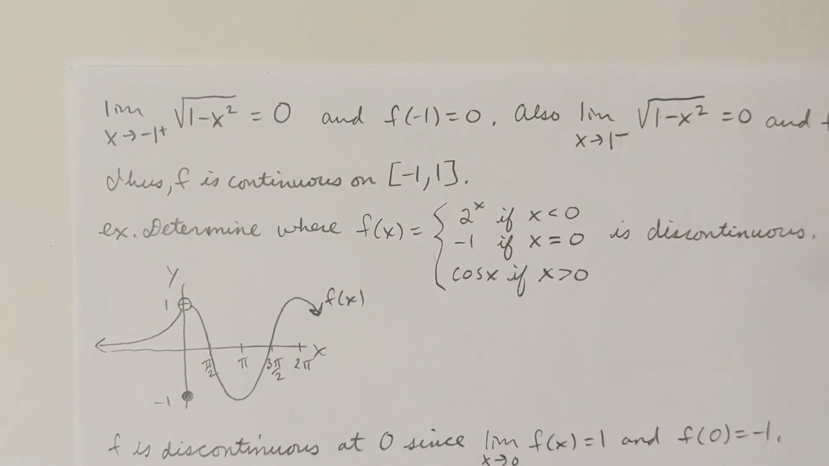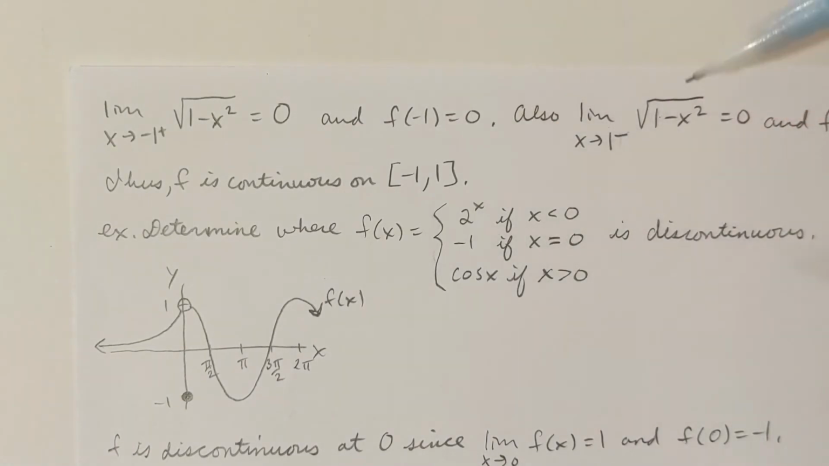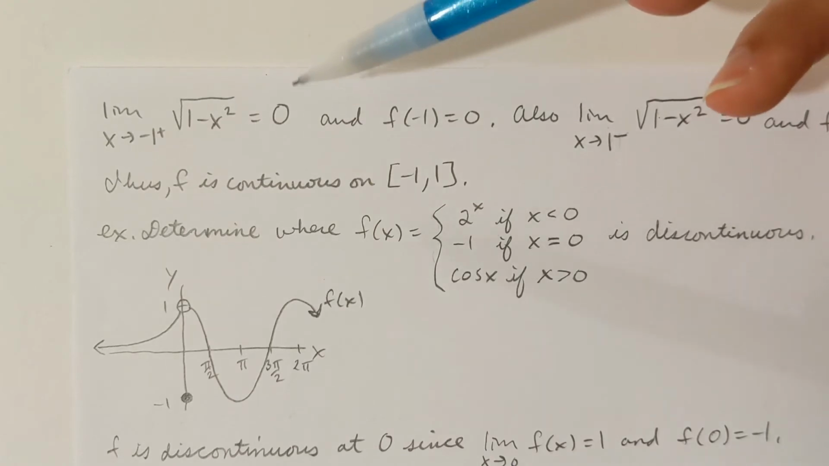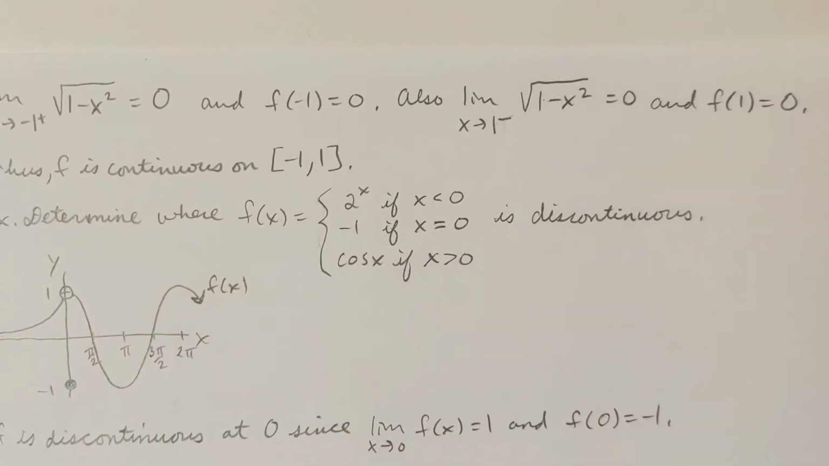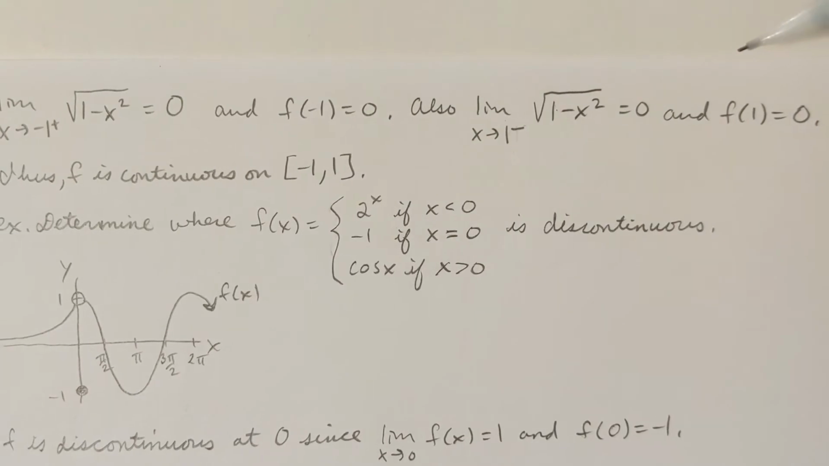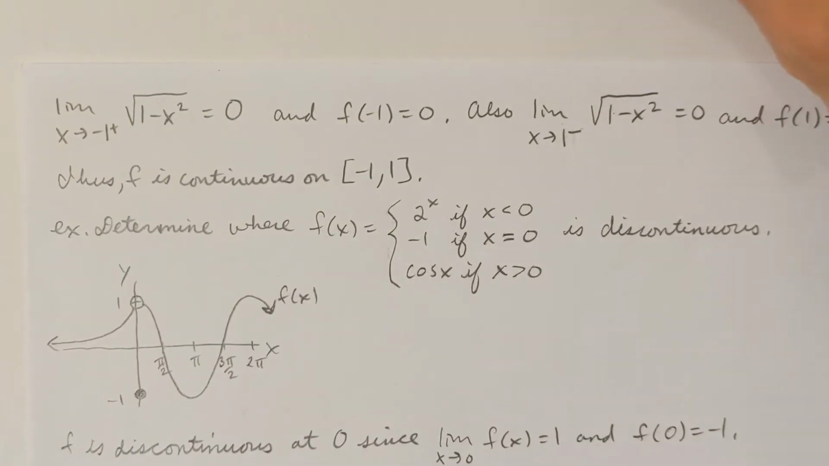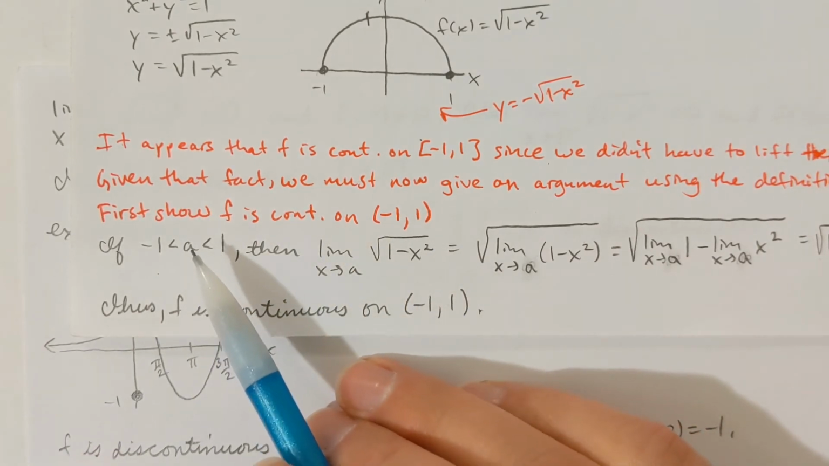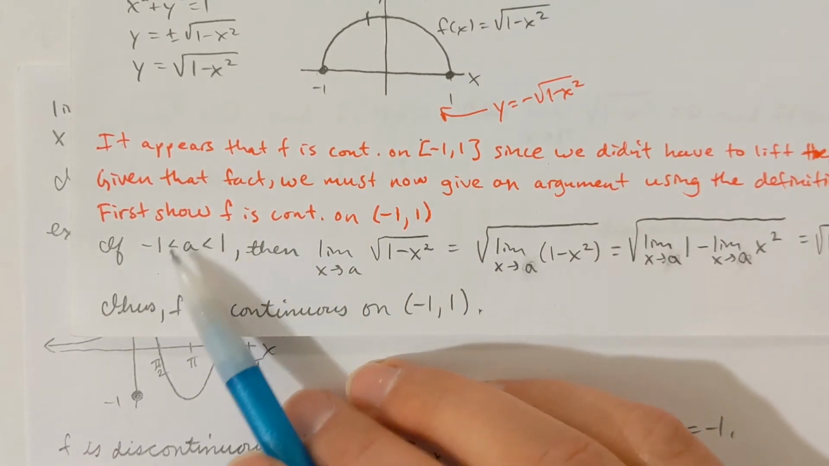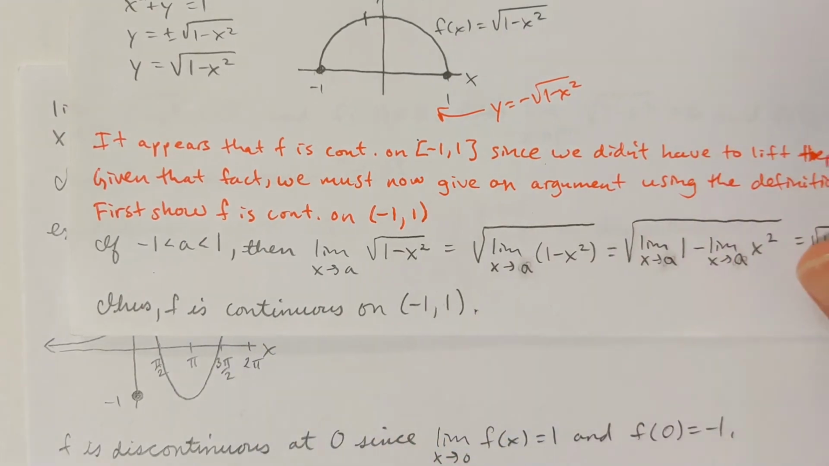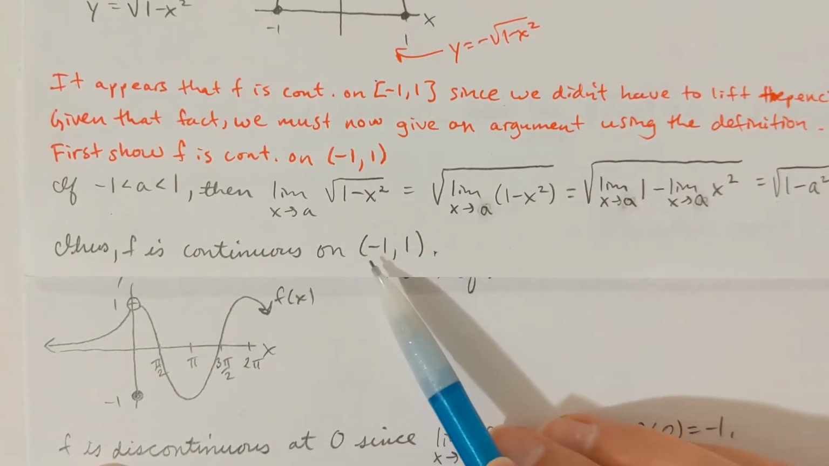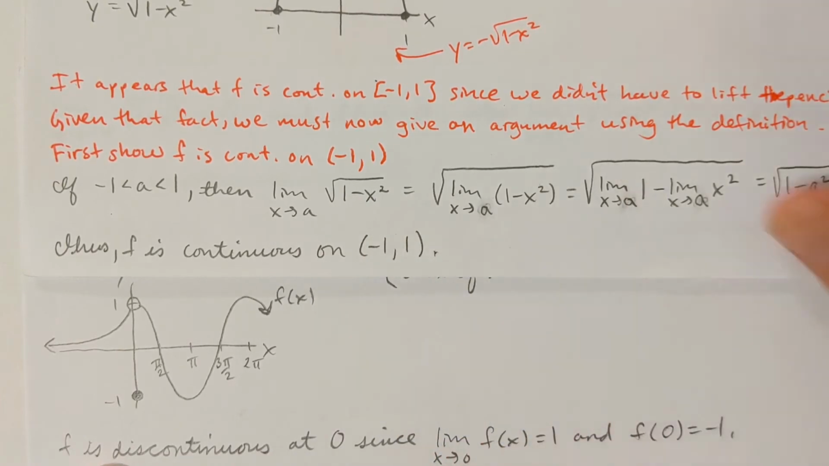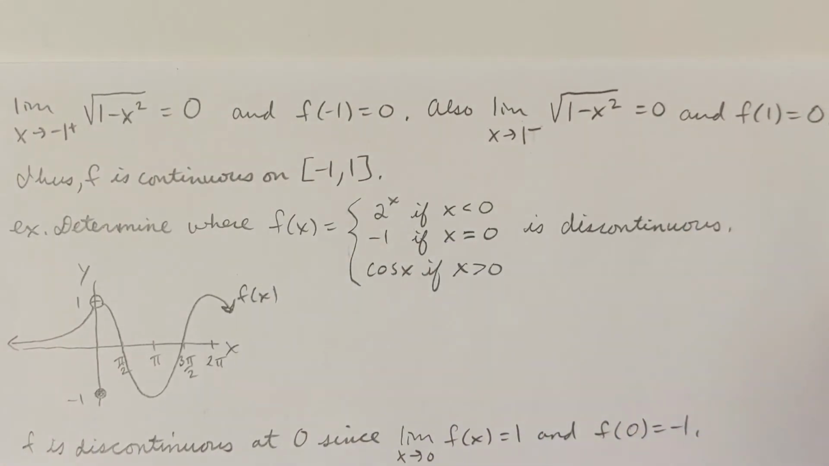Thus, f is continuous on the closed interval -1 to 1, because we've shown that the function is continuous here at the single values -1 and +1, from these two calculations. Now, question: why didn't I just write right here, let a be between 1 and -1, including 1 and -1? Why not do that, and then we can just conclude that the function is continuous on the closed interval -1 to 1? Why do this extra thing here?